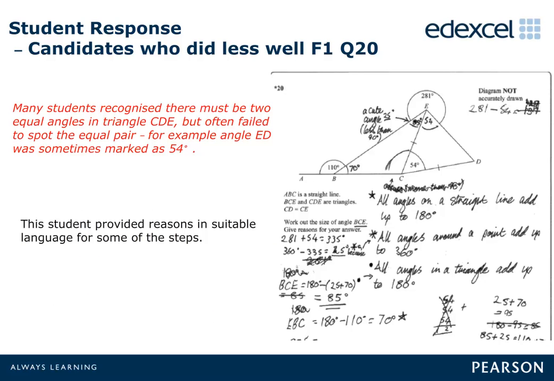From the Principal Examiner's report: many students recognized there must be 2 equal angles in triangle CDE, but often failed to spot the equal pair. For example, angle EDC was sometimes marked as 54 degrees. This student did not identify the correct pair of angles in the isosceles triangle. However, they did provide reasons in suitable language for some of the steps, and did earn communication marks.